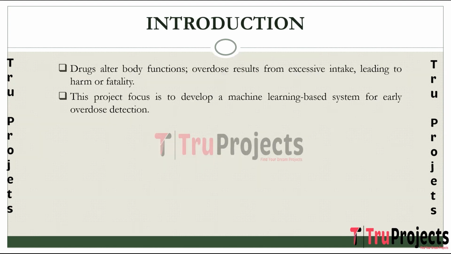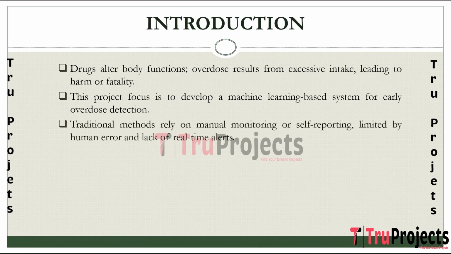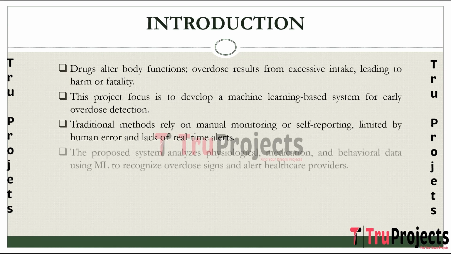The focus is on leveraging machine learning techniques to analyze patterns in the data to predict and identify potential overdose situations. Traditional methods of overdose detection often rely on manual monitoring or self reporting by patients. These methods suffer from limitations such as human error, subjective interpretation, and the inability to provide real time alerts. The proposed system leverages machine learning techniques to analyze large data sets of drug related deaths, including information such as demographics and medical history. By automating the analysis process, the system can quickly identify risk factors and the patterns associated with overdose events.